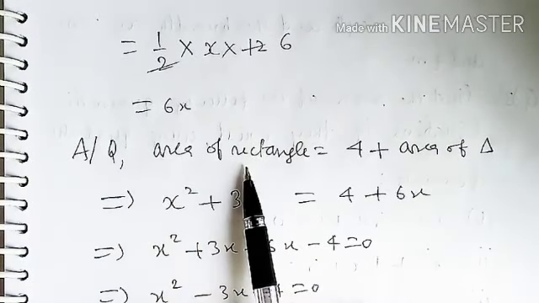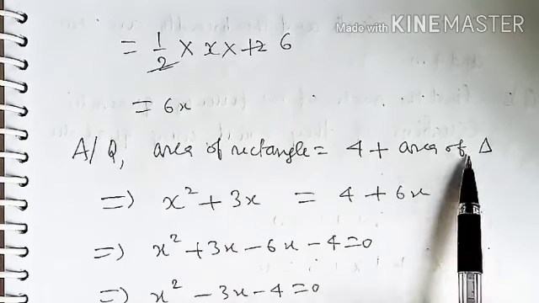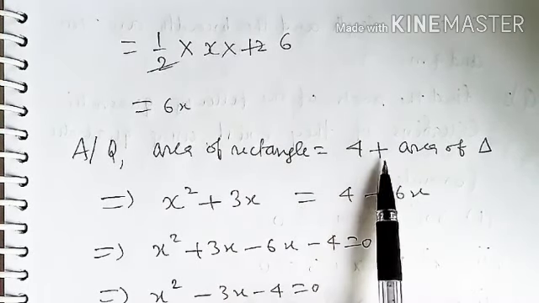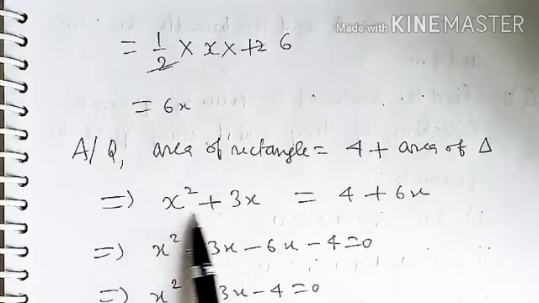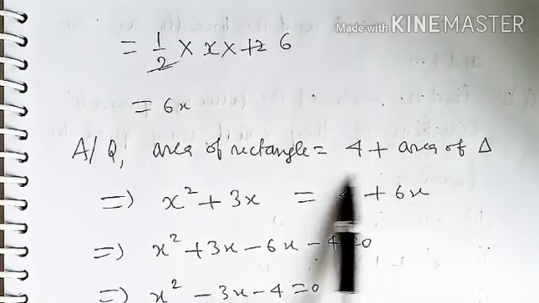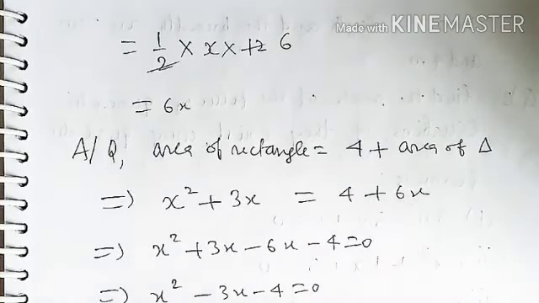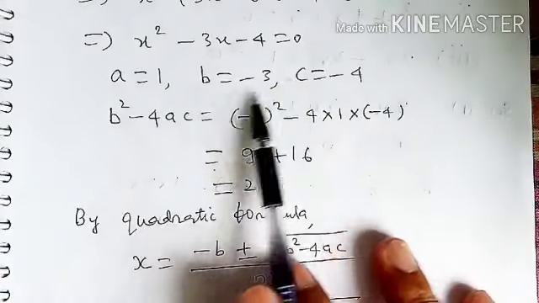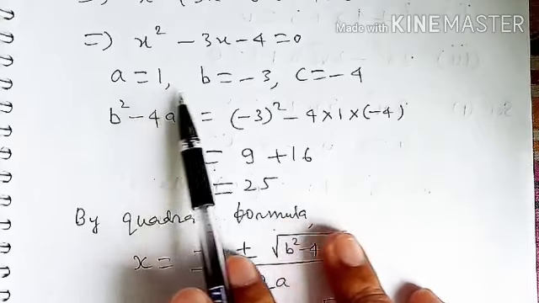Now according to the question, the area of the rectangle is 4 meter square more than the area of the triangle, so we write area of rectangle is equal to 4 plus area of triangle. Now x square plus 3x is equal to 4 plus 6x. Now we convert this into the form of a quadratic equation and we have x square minus 3x minus 4 is equal to 0. Now here we get a is 1, b is minus 3, c is minus 4.